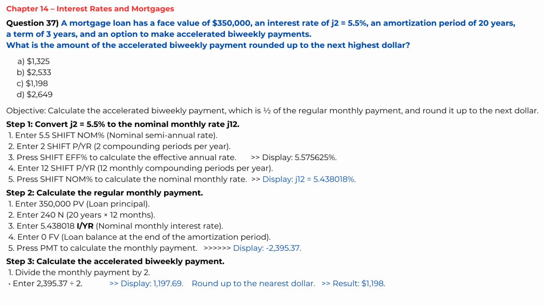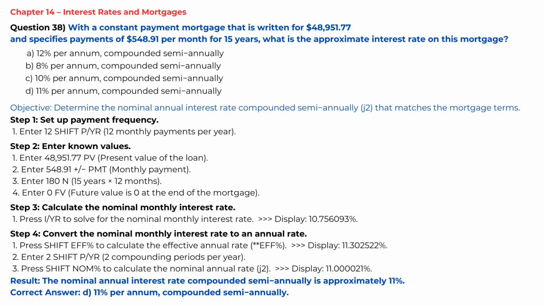Display -2,395.37. Step 3. Calculate the accelerated biweekly payment. Divide the monthly payment by 2. Enter 2,395.37 divided by 2. Display 197.69. Round up to the nearest dollar. Result: 198.